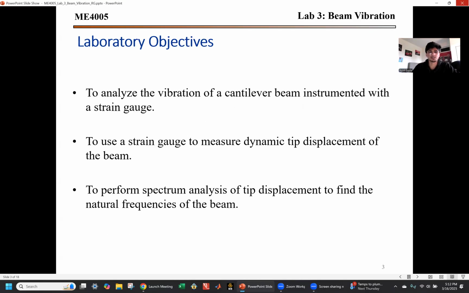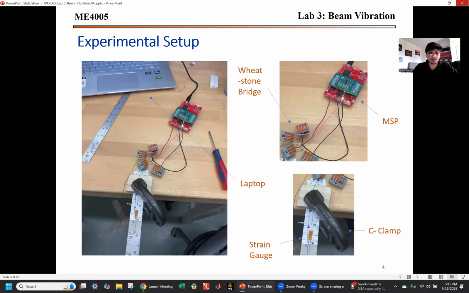The objective of this lab was to analyze the vibration of a cantilever beam instrumented with the strain gauge, to use a strain gauge to measure dynamic tip displacement of the beam, and to perform spectrum analysis of tip displacement to find the natural frequencies of the beam.